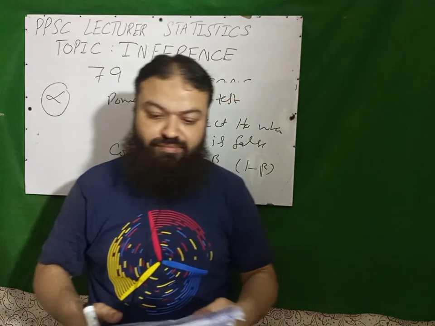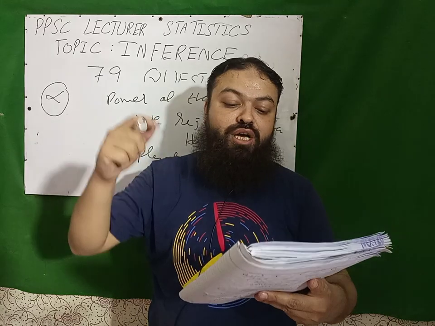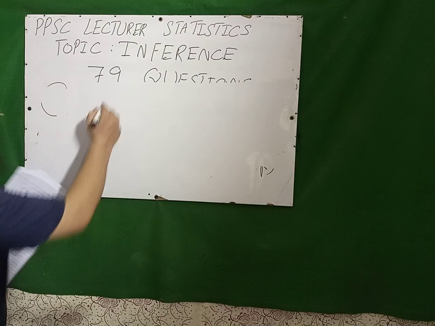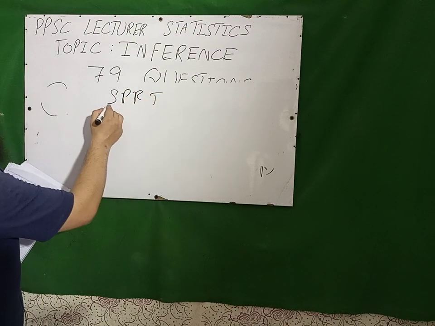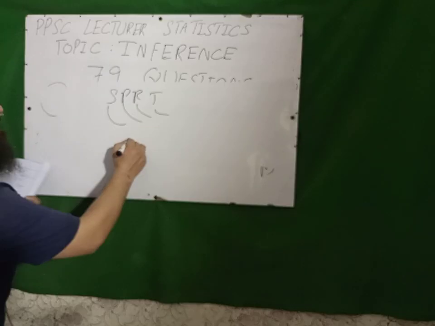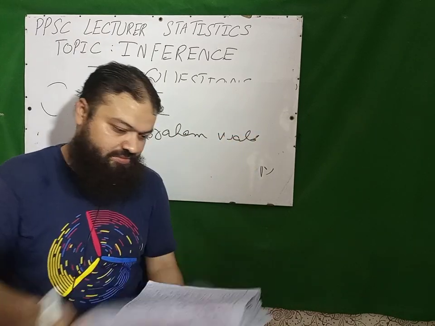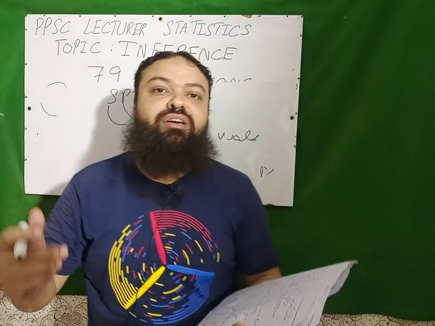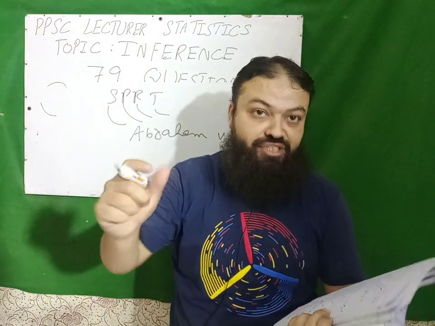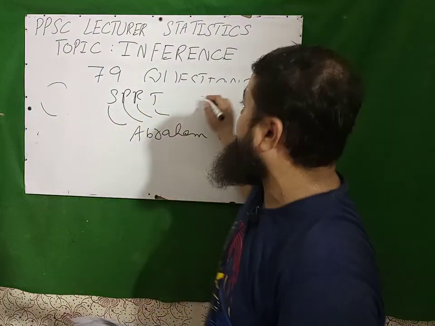Next question is, empirical distribution function is biased and consistent estimator of cumulative distribution function. Next question is very important, SPRT. SPRT stands for sequential probability ratio test. It was given by Abraham Wald. A test in which we check the null hypothesis on each successive observation is called SPRT, and SPRT terminates with probability equal to 1.